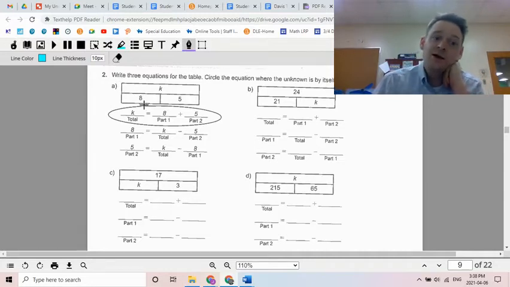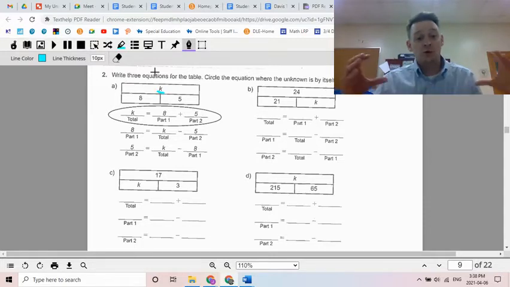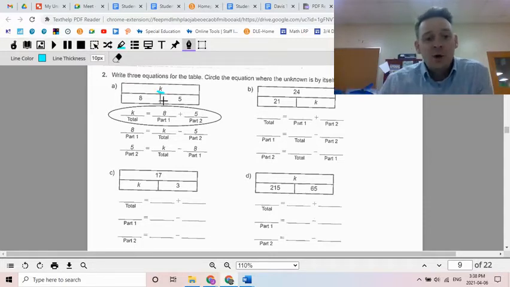So in this first problem, we use the letter K to show that we don't know the amount of the total, or the top rectangle. But we have part one and we have part two. And here they kind of fill it out for us. And all they want us to do is write the three equations down and then circle the one where the unknown is by itself.